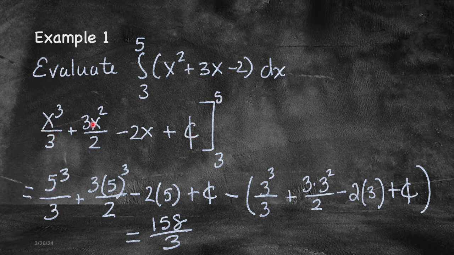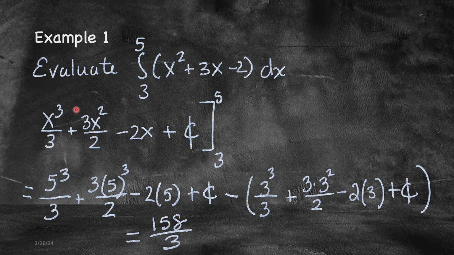So the way that we do this is we literally just plug 5 into our antiderivative. So I would put 5 in for all these x's. So I would have 5 to the third over 3 plus 3 times 5 squared over 2 minus 2 times 5 and then our plus c. Then we're going to subtract what we get when we evaluate this antiderivative at 3.